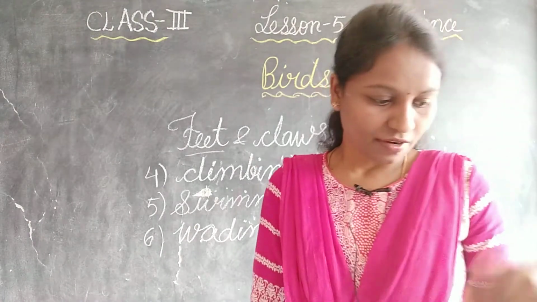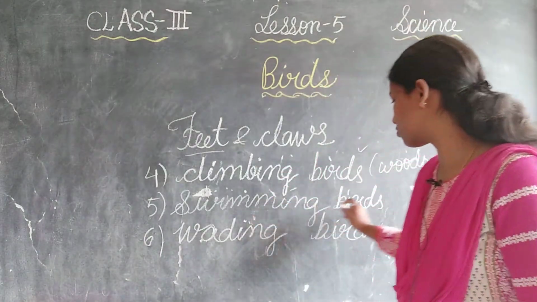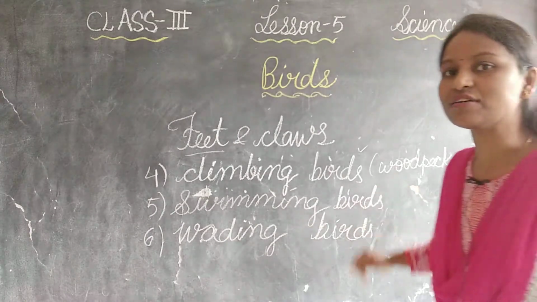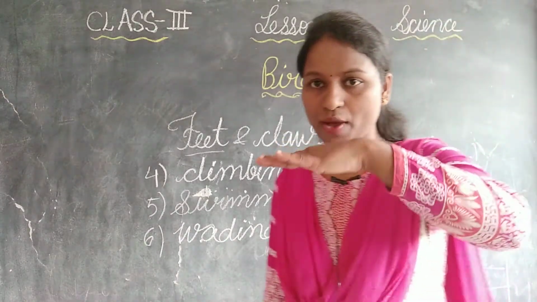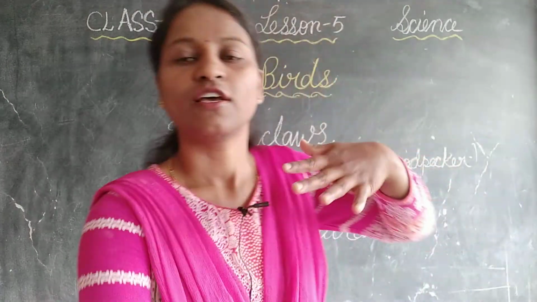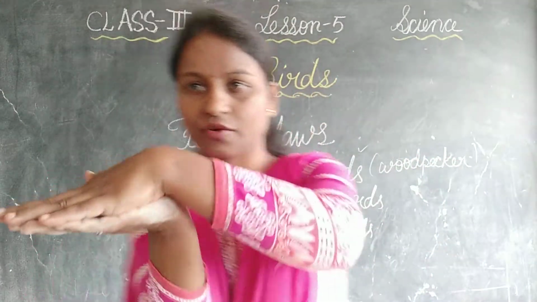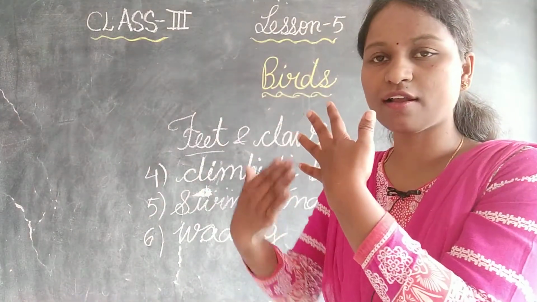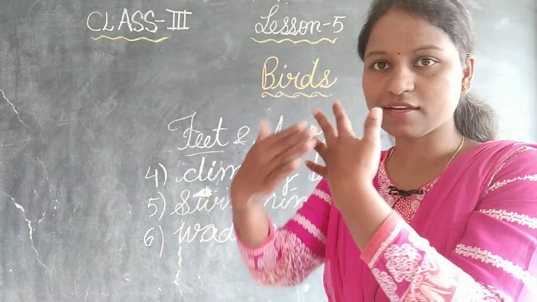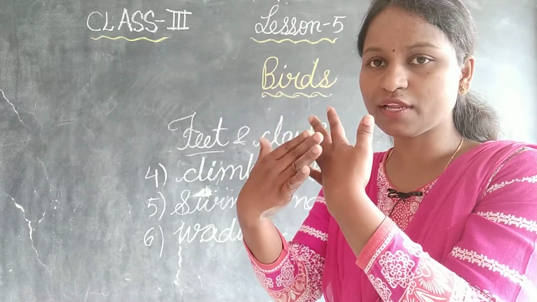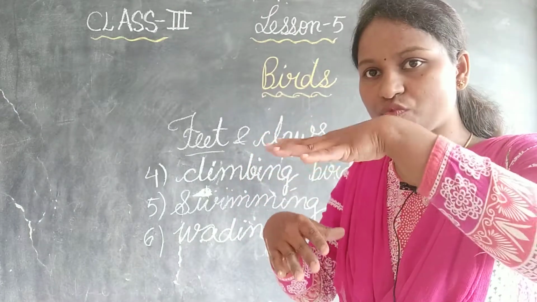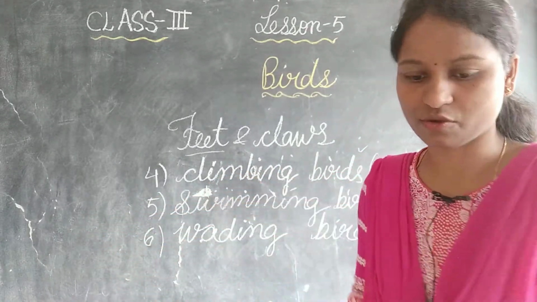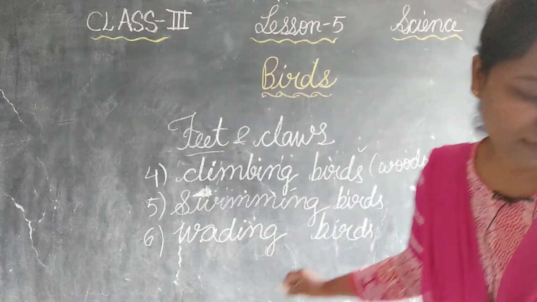Okay children. Now the next one is swimming birds. Could you please tell me what the swimming birds are? Yes, like the duck. The duck has webbed feet. If you see this, it is like webbed feet. All the toes are equally shaped and parallel so that they can swim, and they are called webbed feet. Suppose like a duck.